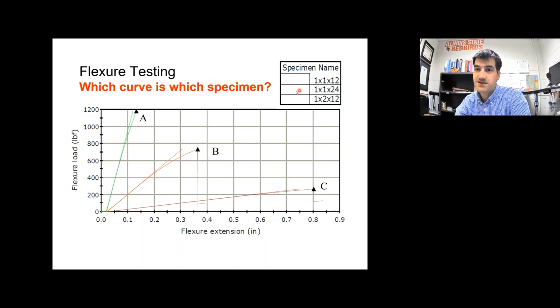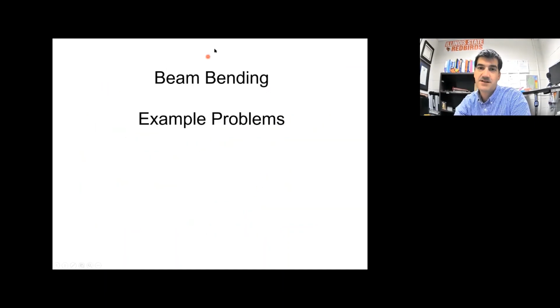So this must be curve C with a larger span, and that leaves the one in the middle, so it must be B up here. So it must be B, then C, then A down here. B and C and A. Good. All right.